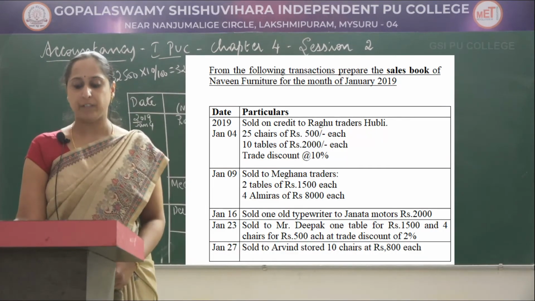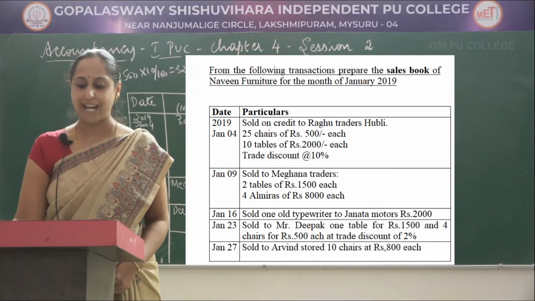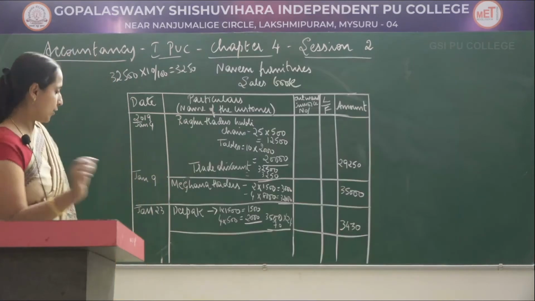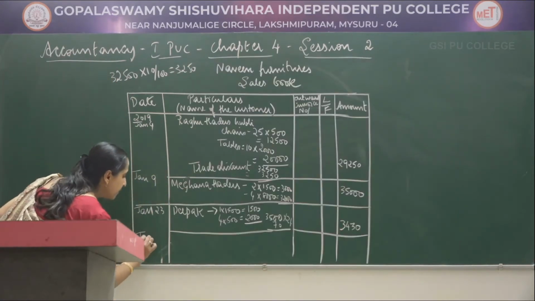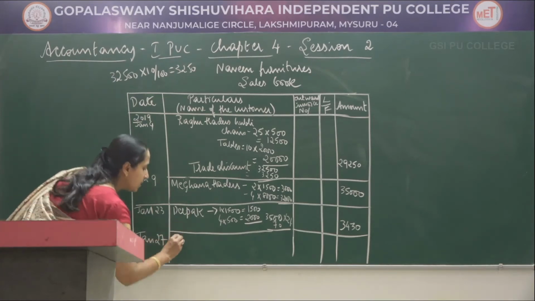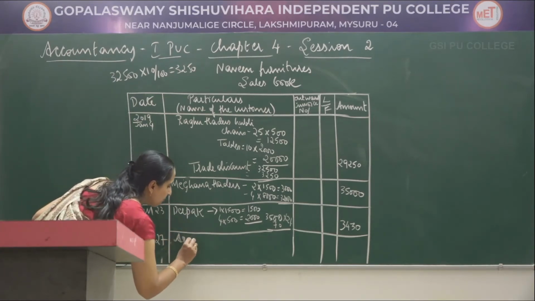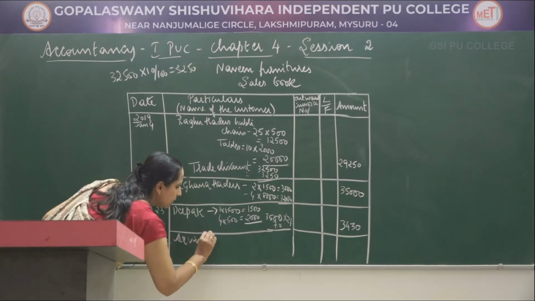On January 27th, sold goods to Arvind Stores 10 chairs at rupees 800 each. So on January 27th, they sold goods to Arvind Stores.